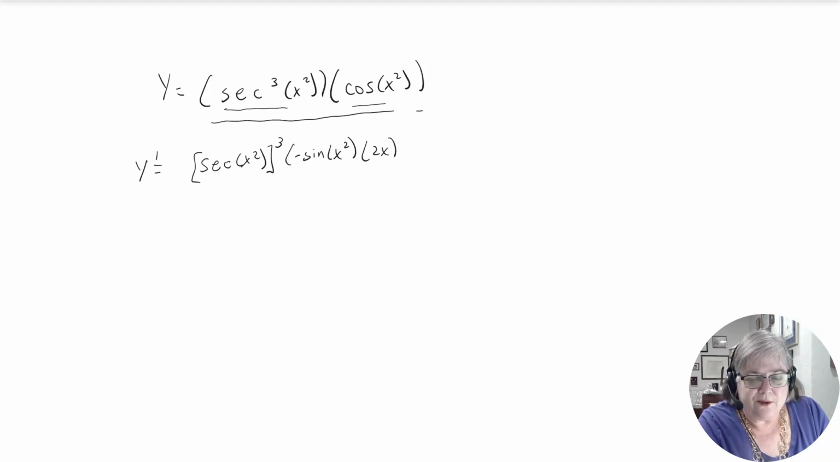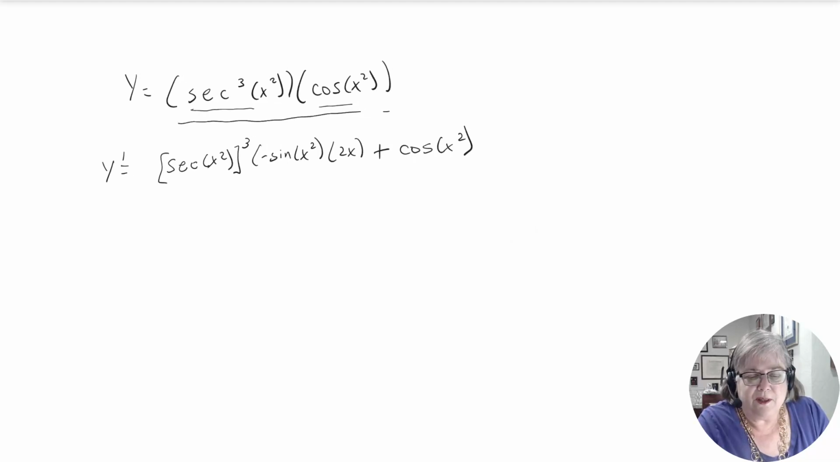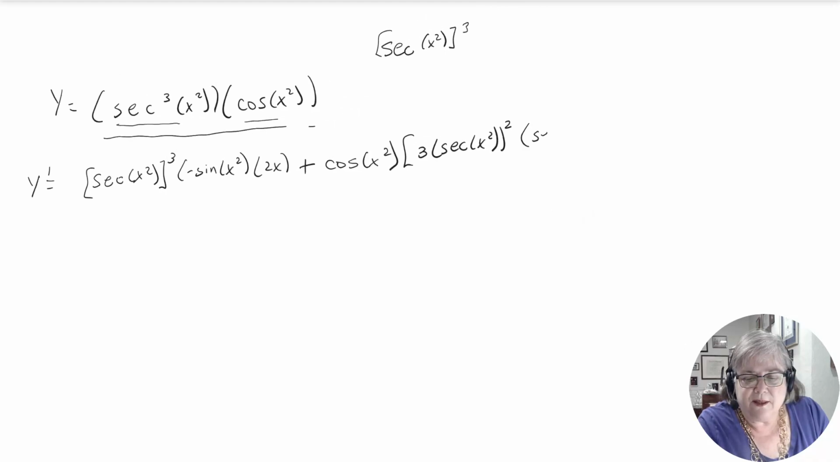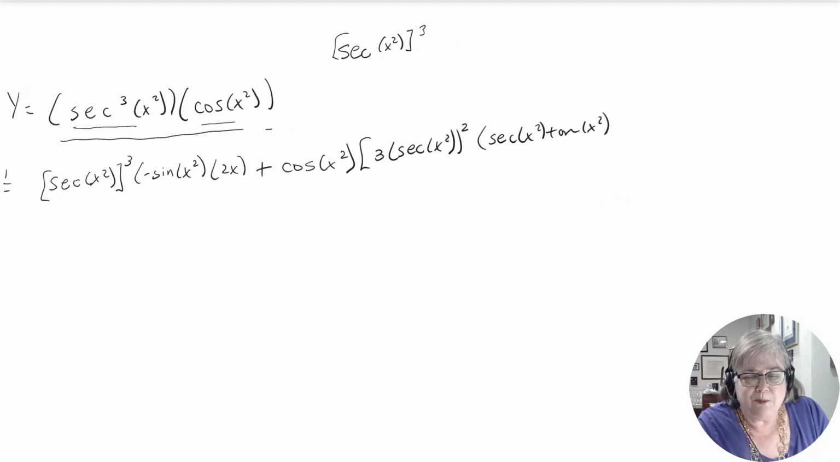Okay, now this is just the first times the derivative of the second, plus the second, as is, times the derivative of the first. So we're going to treat it as this secant x squared cubed. I'm going to write it here so you can see it. Secant x squared cubed. So you bring the power down, leave the inside alone, take 1 off the power, loop back in and take the derivative of the inside. Well, the derivative of secant is secant tan, right? So we'd have secant of x squared tangent of x squared, loop back in and take the derivative of x squared, which is 2x.